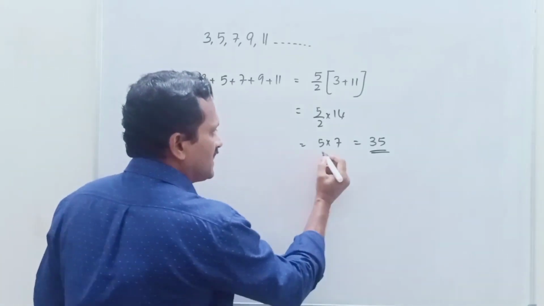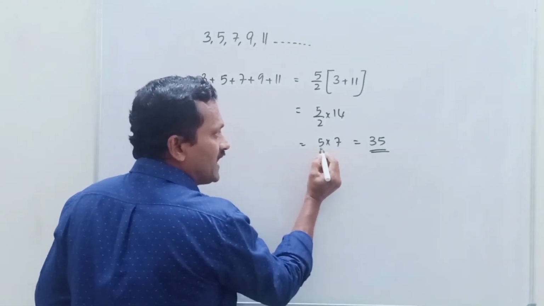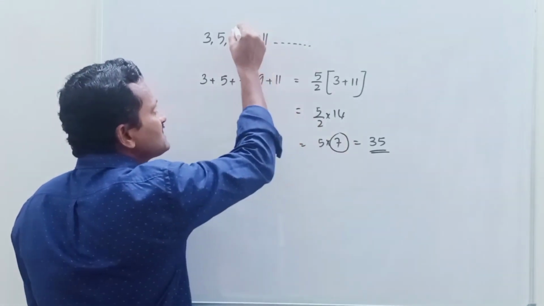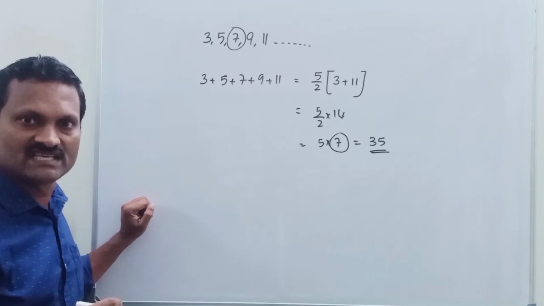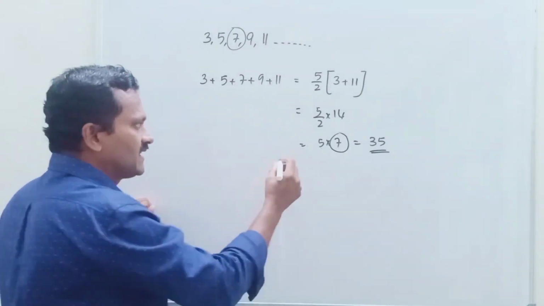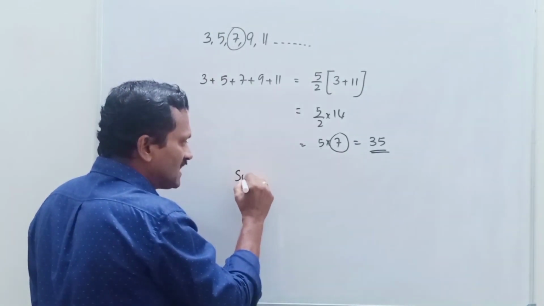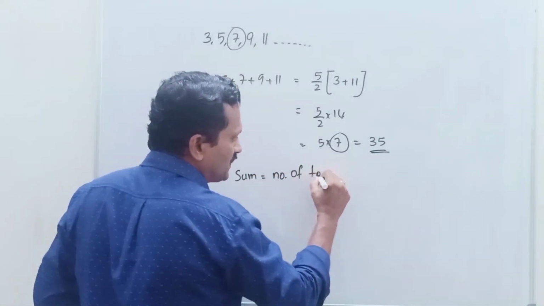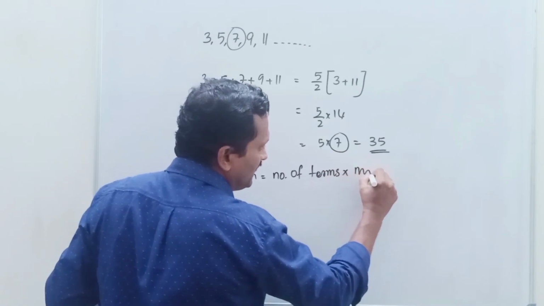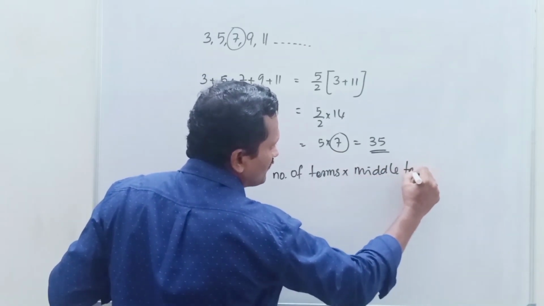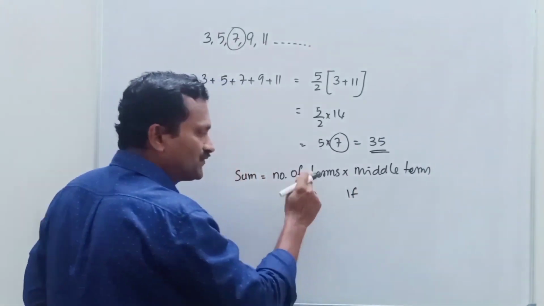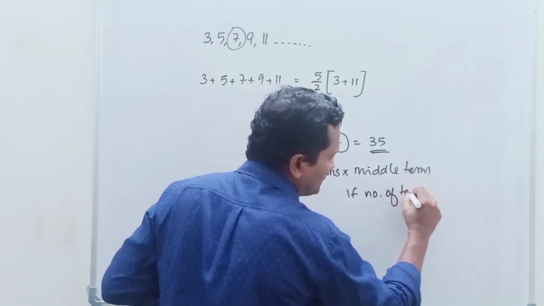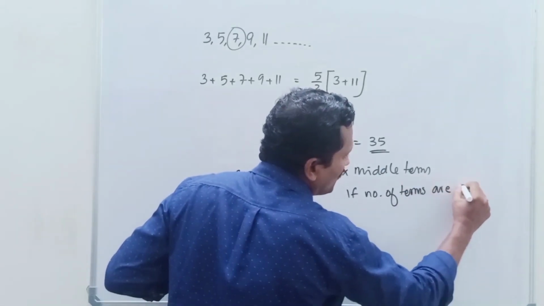From this sum, I conclude one thing: 5 is the number of terms, and what about this 7? 7 is the middle term of these 5 terms. So in general, we conclude that sum equals number of terms into middle term, if the number of terms is odd.